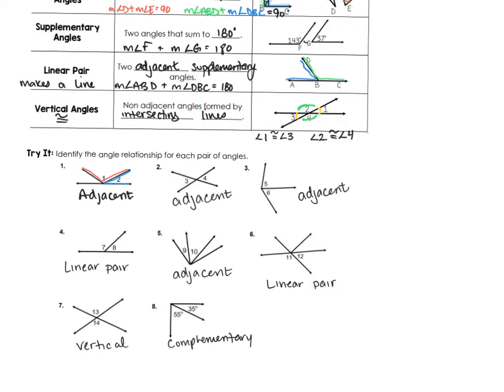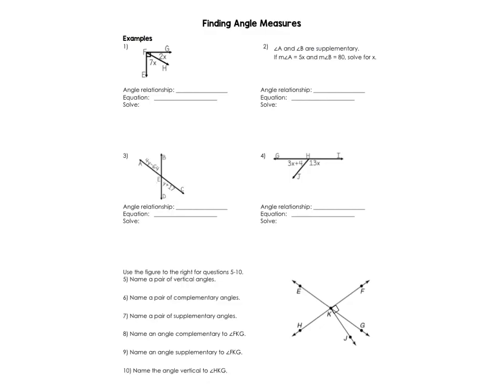And actually, I got one of these wrong now that I look back at my answers. This pair, angle 3 and angle 4, those are not adjacent. That pair of angles, these are vertical. So now that you can identify, okay, notes part 2.